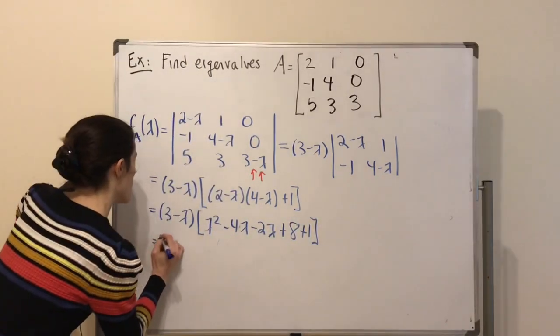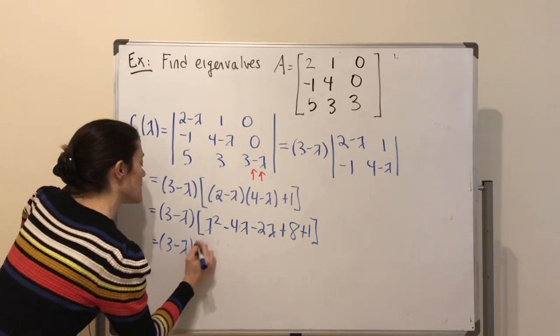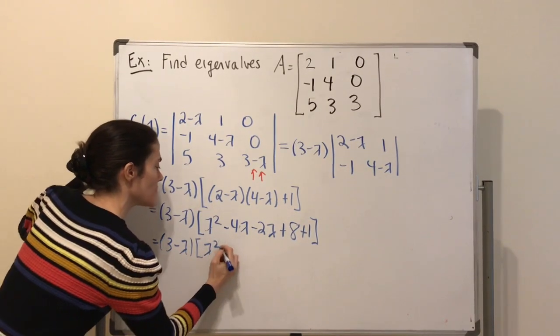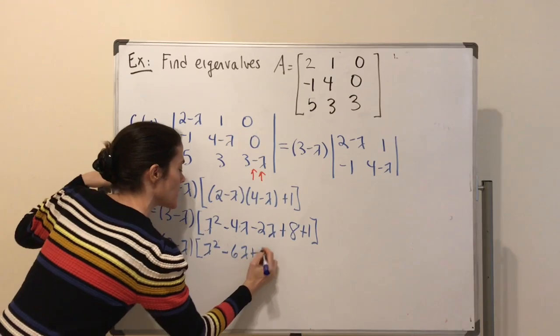And we get, I'll write it below. You see what we get? This is going to be interesting. Lambda squared minus 6 lambda plus 9.